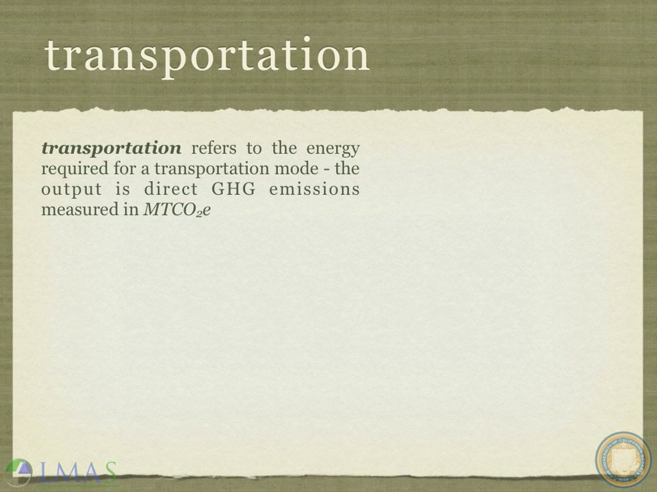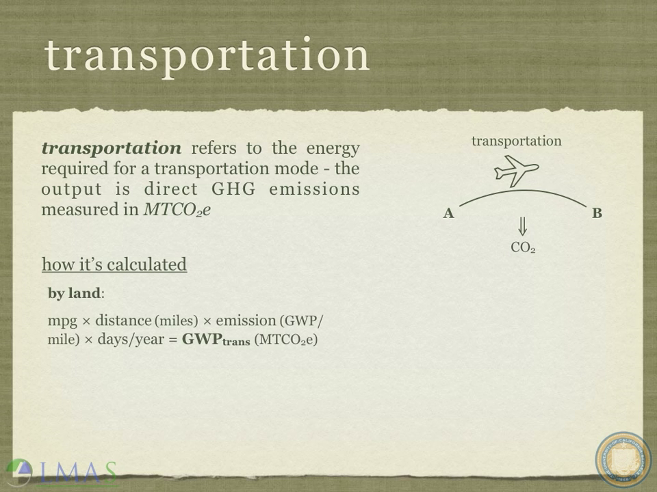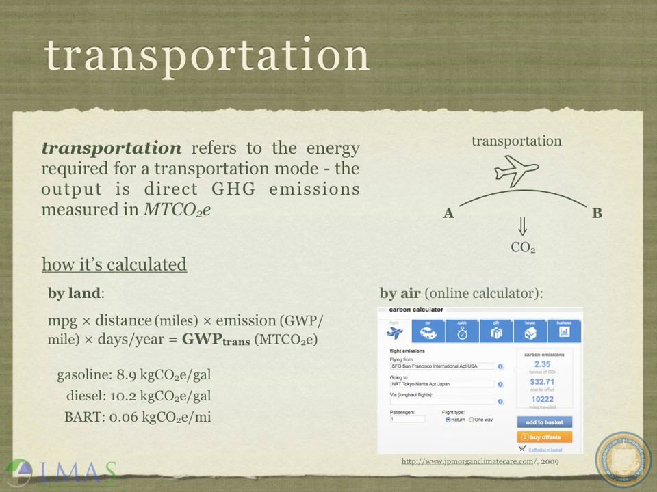Transportation refers to the energy required for a transportation mode. The output is direct greenhouse gas emissions measured in metric tons of CO2 equivalent. Determining transportation emissions involves first categorizing transportation modes into land and air. Land transportation takes the miles per gallon and multiplies it by the distance traveled and the emissions per mile, which depends on what fuel type is used. For air transportation, an online carbon calculator was used.